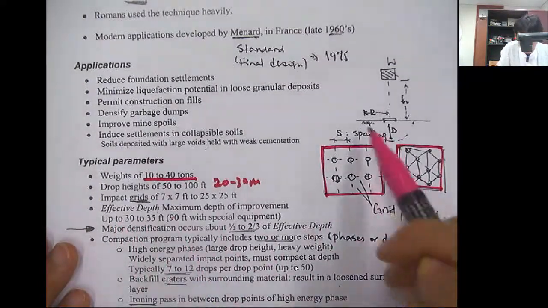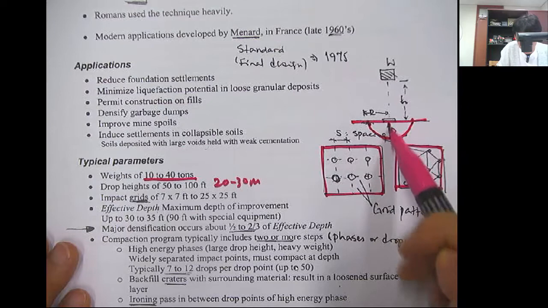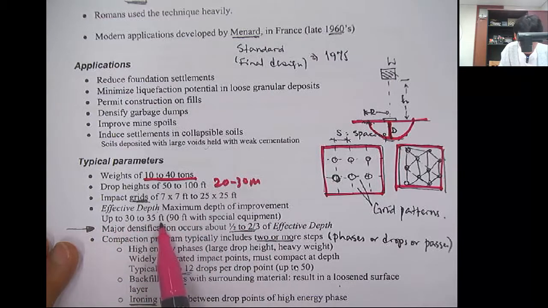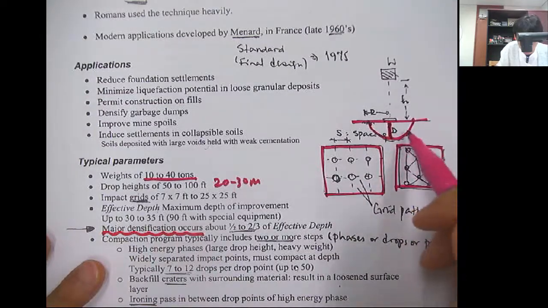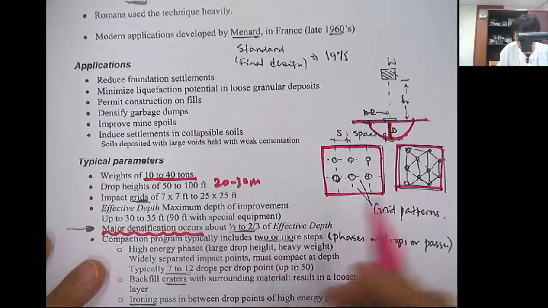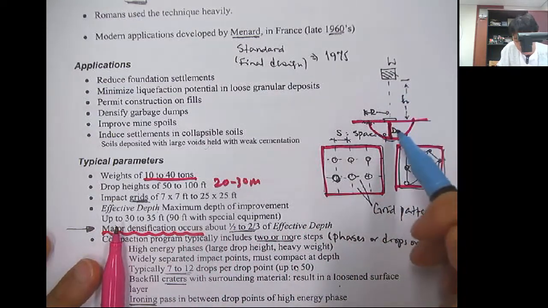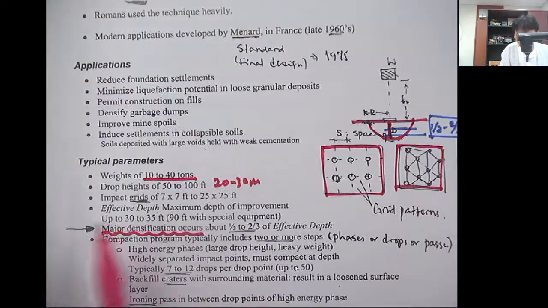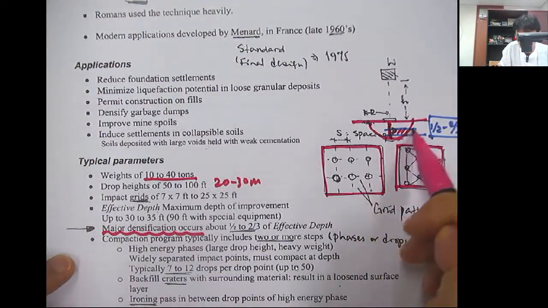And effective depth, the D here in this picture, is the maximum depth of improvement, up to 10 meters. Within this depth, major densification occurs at about half to 2/3 of the effective depth. So here, maybe half to 2/3 of the D. In this interval, you have a major densification.